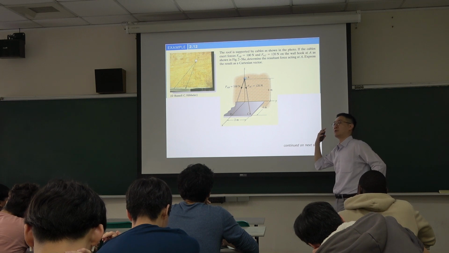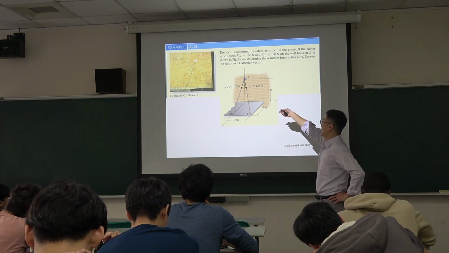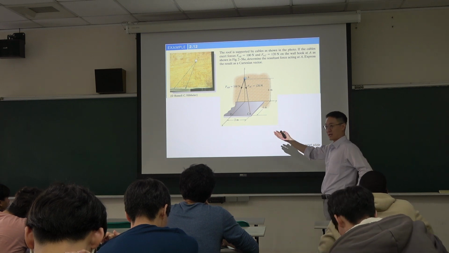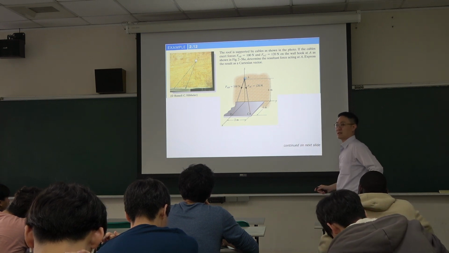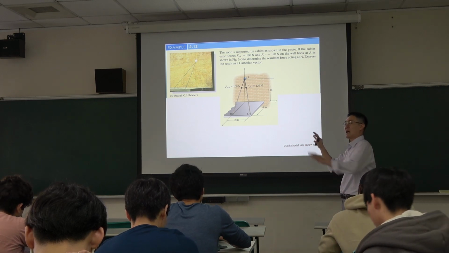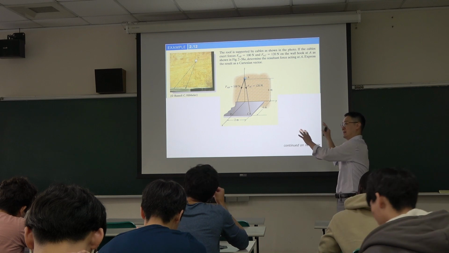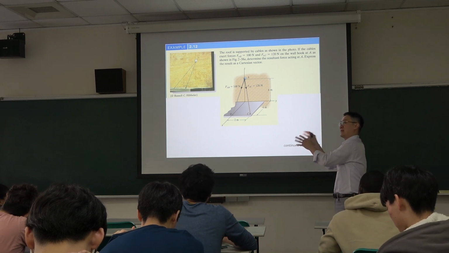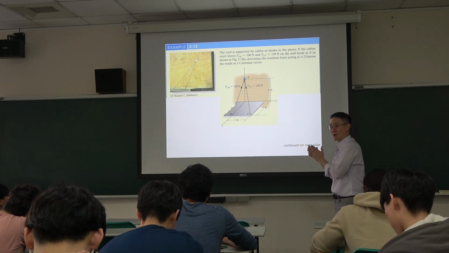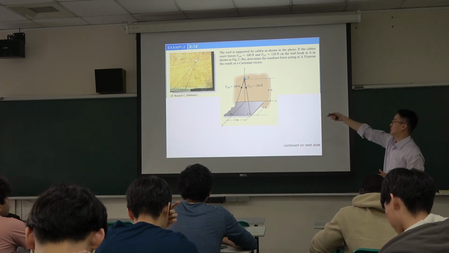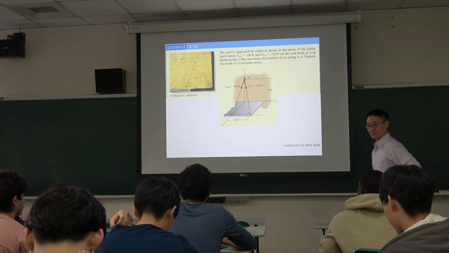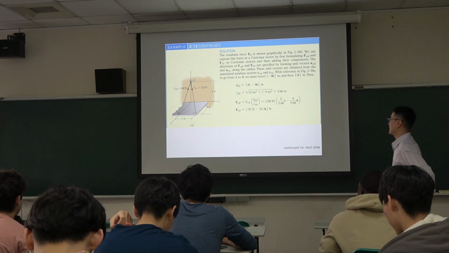So we represent FAB using Cartesian system, and also FAC can be represented using Cartesian system, both of them. Remember, if forces are concurrent, we can add them together. So if they are added together, we can work out the resultant force. Okay, so check the procedure.